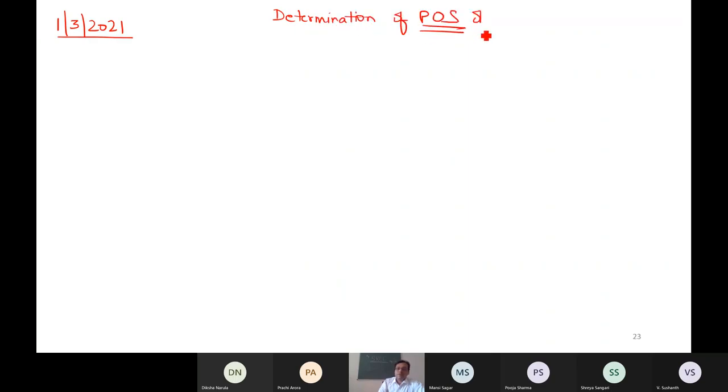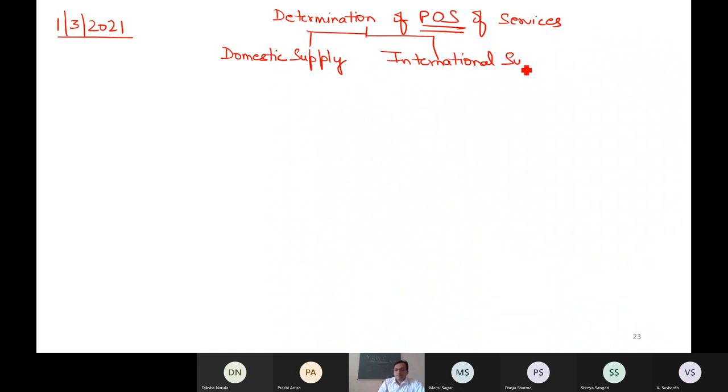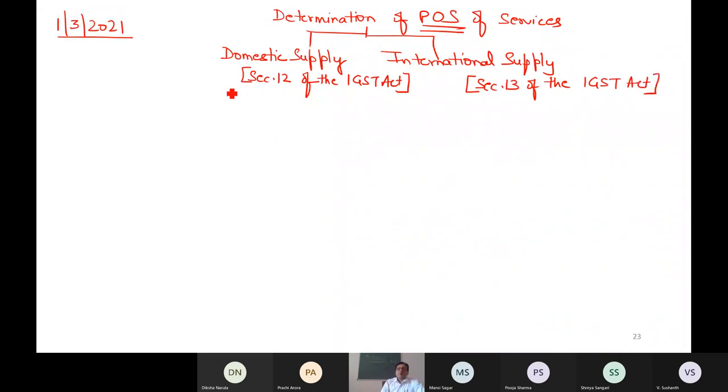POS means place of supply of services. Domestic supply, international supply. Section 12 of the IGST. And now I am discussing for the time being section 12.